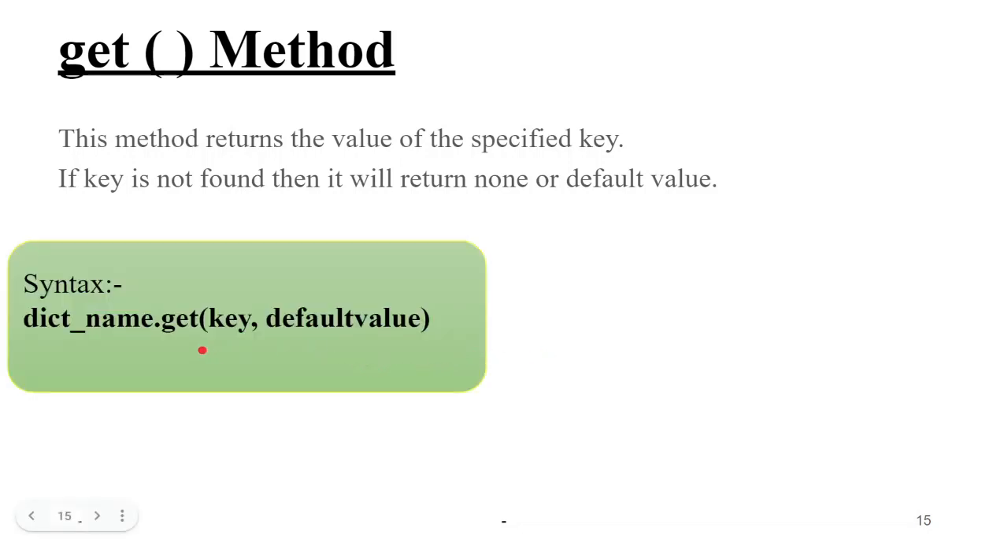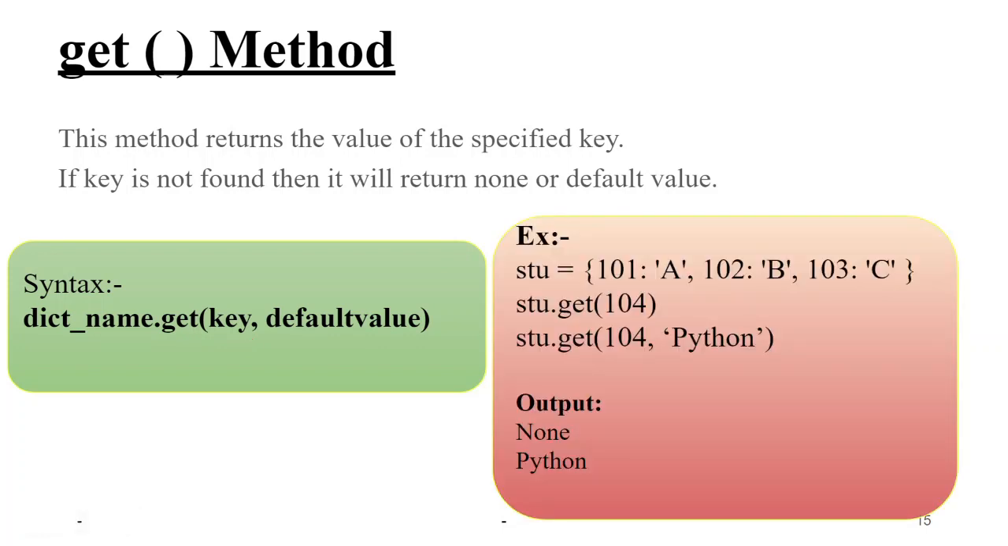So here is the syntax for the get method. It takes a key and a default value. Here the default value is an optional value. Here is an example. We are trying to get the value for the specified key, that is 104.